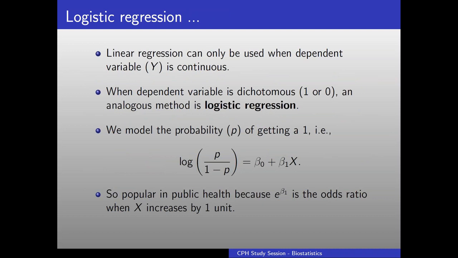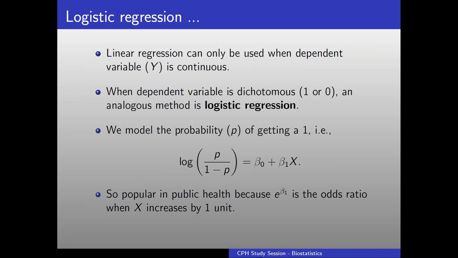Okay, so you use linear regression when the outcome, the dependent variable, is continuous. But in public health applications, you're going to see a lot of situations when the outcome or dependent variable is dichotomous. Whether you have the disease or not, whether you meet a certain threshold or not. When the dependent variable is dichotomous, an analogue to linear regression is something called a logistic regression.